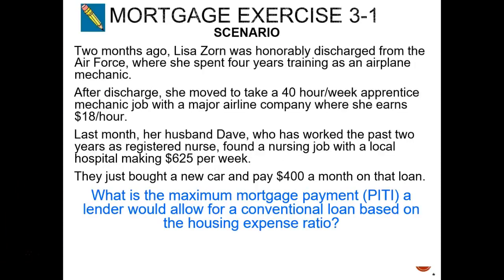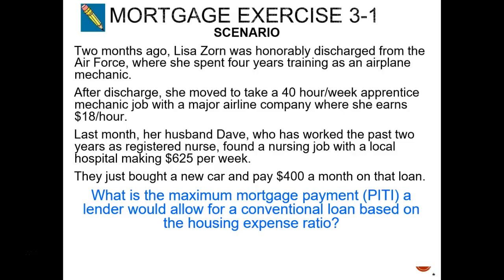So here we go. 2 months ago, Lisa Zorn was honorably discharged from the Air Force, where she spent 4 years training as an airplane mechanic. After discharge, she moved to take a 40-hour-a-week apprenticeship mechanic job with a major airline where she earns $18 an hour.